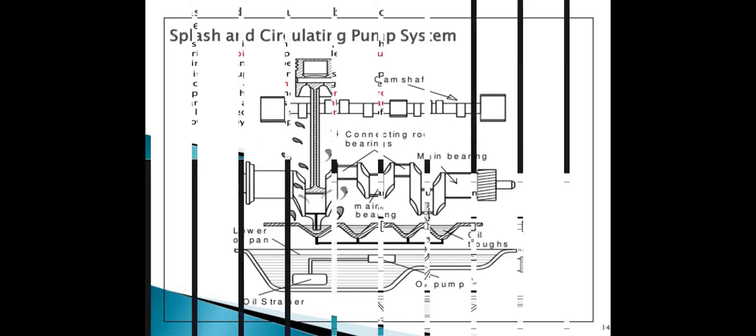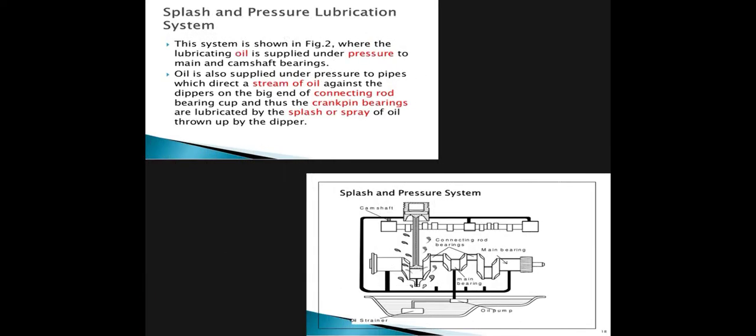Splash and pressure lubrication system. This system is shown in the figure below, where the lubricating oil is supplied under pressure to the main and camshaft bearings. Oil is also supplied under pressure to a pipe which directs a stream of oil against the dipper on the big end of the connecting rods, bearing caps. Thus, the crank pin bearings are lubricated by a splash or spray of oil thrown up by the dipper.